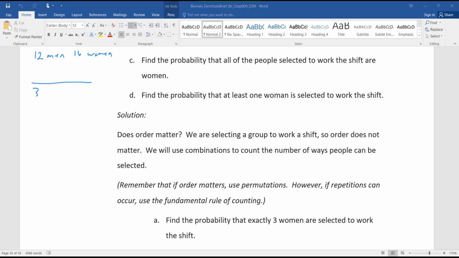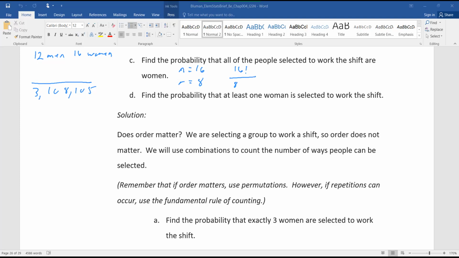So that's going to be the 3,108,105. All right, and then I need to find all of them are going to be women. This time I have 16 women, and I want each one to be a woman. So what's my N going to be? 16, and what's my R going to be? 8, because I'm selecting 8 people for this shift. So that's going to be 16 factorial.